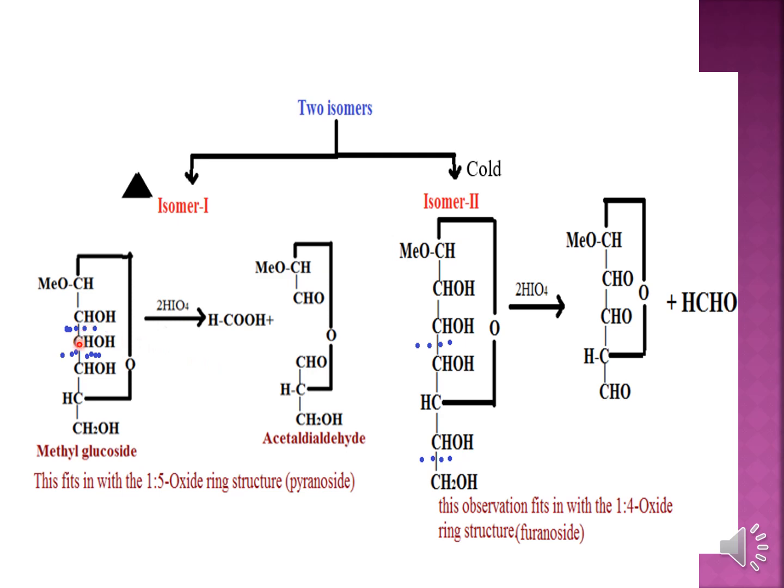Whatever the middle part which is present over here, that is your CHOH, the middle one present over here, that is converted into formic acid, not formaldehyde. Remember this point, you are getting formic acid, not formaldehyde, and by this you are telling that a 1:5 oxide ring structure, that is your pyranoside, is present over here.